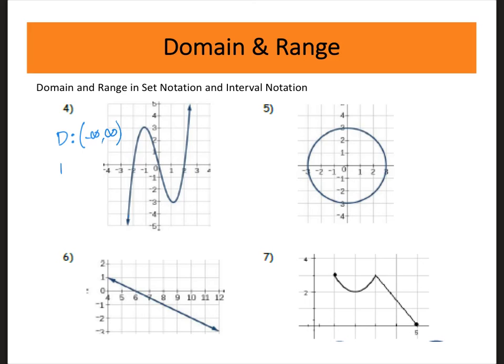Now the range for this guy is all the y values, and it goes down forever and it goes up forever. So I think, hey, it's going from negative infinity to infinity again, and so we've got set builder notation. Number 5, let's take a look. Well, the lowest x value is -3. The highest value is 3. It could be equal to 3 because it's a circle, so I'm going to say it's going to be from -3 to 3, and it includes 3, so I'm going to use hard brackets, and that's the domain.